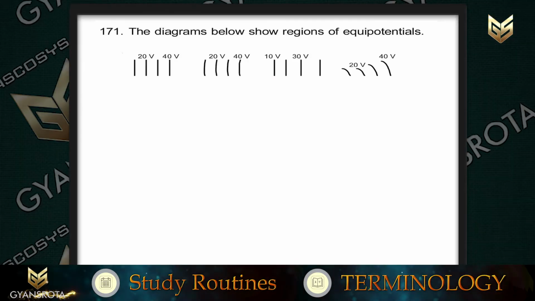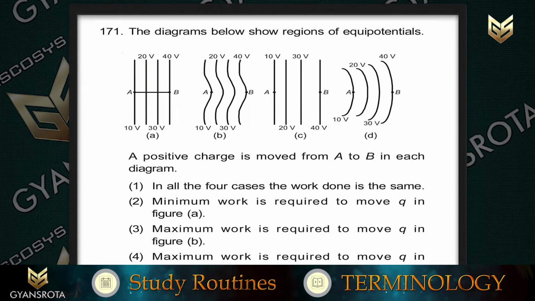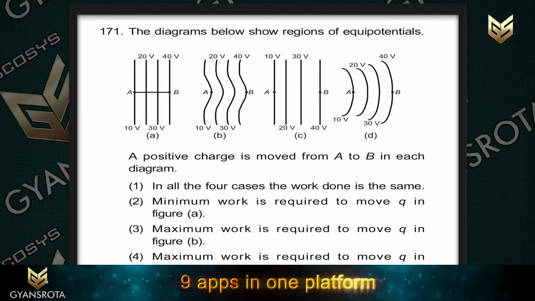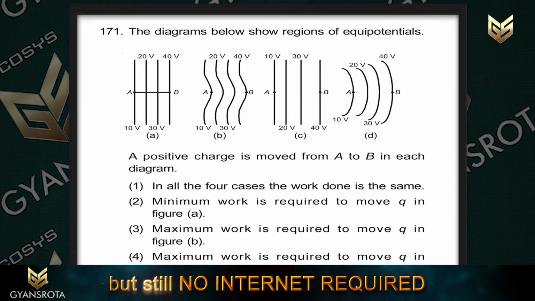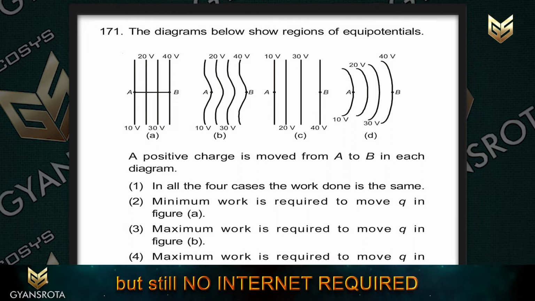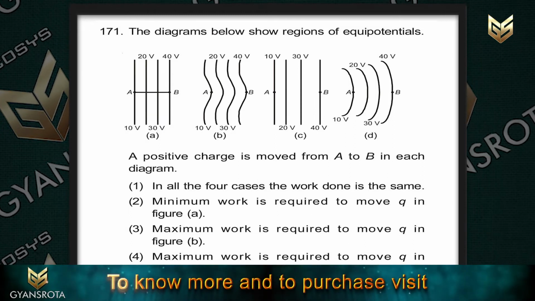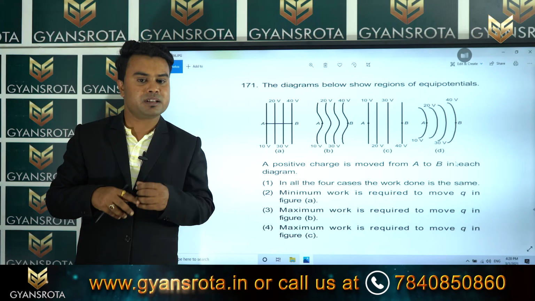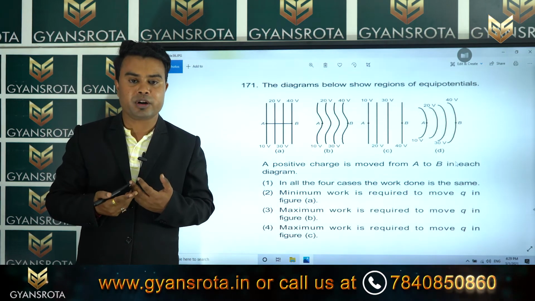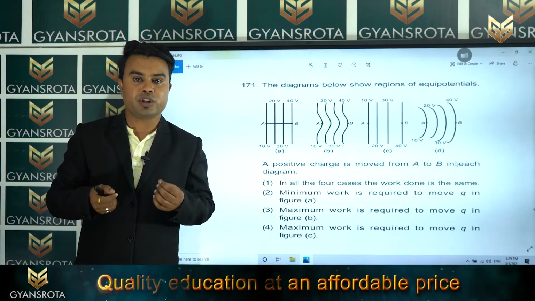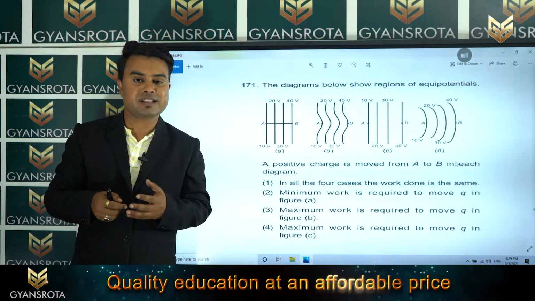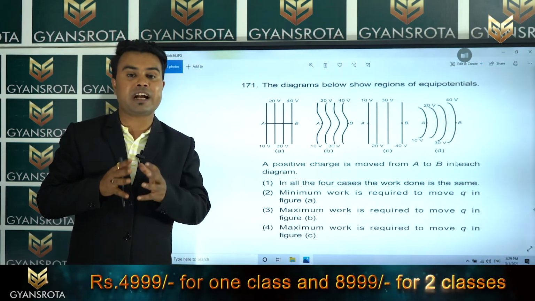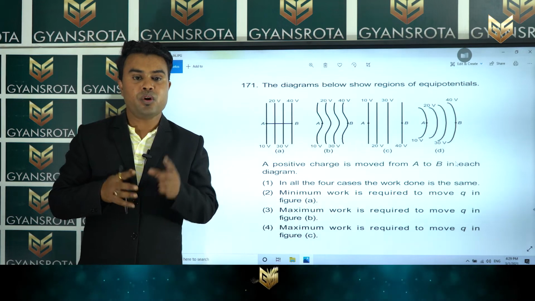Number 1: in all the 4 cases, the work done is the same. Yes, in all the 4 cases the work done will be 0. Number 1 is the right answer. Let us see if any other option is correct. Number 2: minimum work is required to move Q in figure A. No. Maximum work is required to move Q in figure B. No. Maximum work is required to move Q in figure C. No. There are no maximum and minimum work. On an equipotential surface, the work done is 0, which will be the same for all the surfaces, and we have seen this in the chapter electrostatic potential and capacitance. So option 1 is the correct answer.